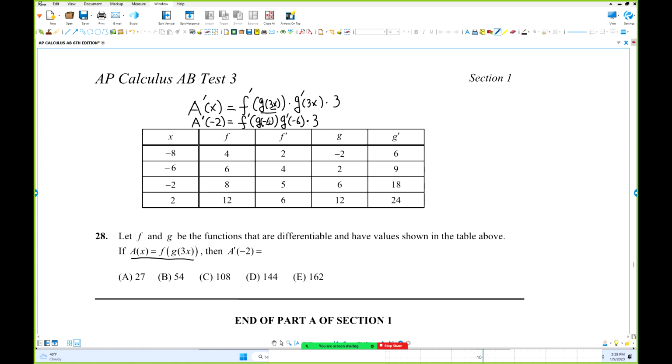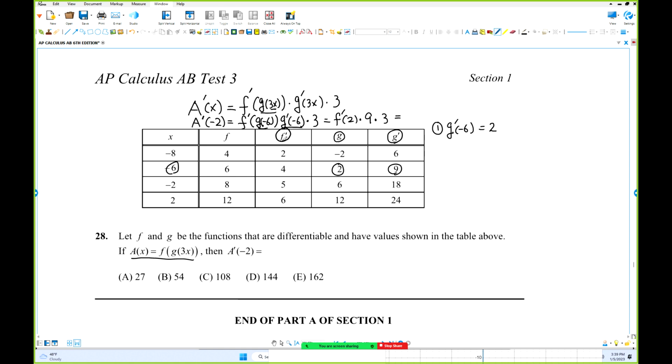Now let's find g prime of negative 6 first. Here, the original g of negative 6 is equal to 2. This value is 2, so this is f prime of 2. Then g prime of negative 6 is 9. So this value is 9, and times 3, that is equal to 27 times f prime of 2.